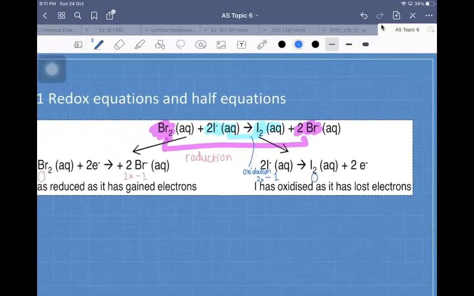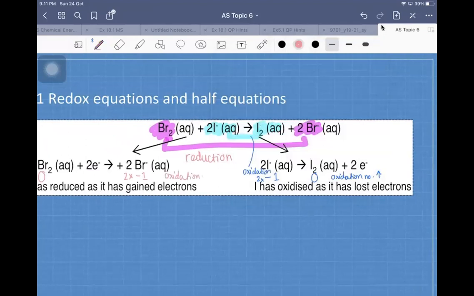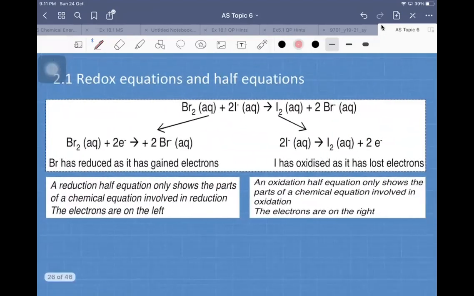So I will just write this down. Oxidation number has gone up. And for reduction, oxidation number has gone down. Okay. Next is, okay. Right, so I've talked about this. The electrons are on the left for reduction. For oxidation, the electrons are on the right. So you notice that there are 2 electrons, right? I'll teach you how to balance that later.